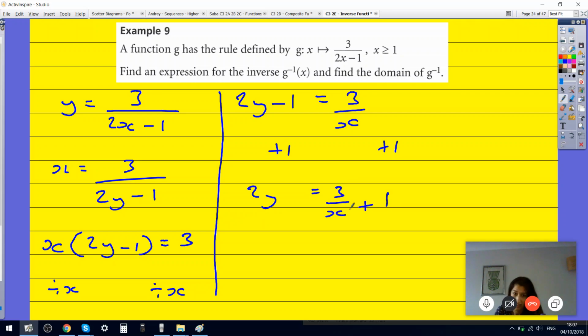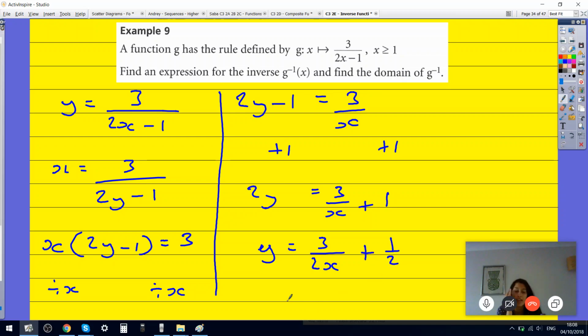Then can we divide by 2? Yeah. Okay, so y equals 3 over x plus 1, over 2. Let's just say times both sides by a half. So 3 over 2x plus 1. If you half both sides, then you have to times by a half. Yeah, plus a half.